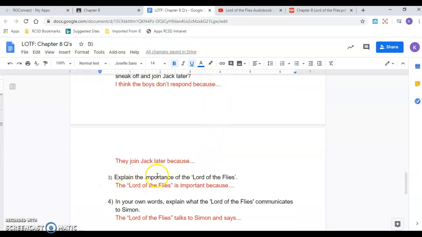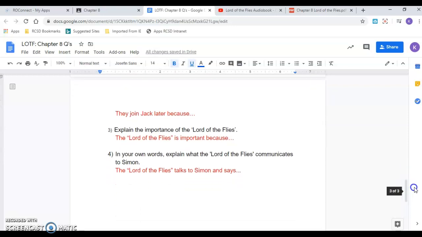3. Explain the importance of the Lord of the Flies. The Lord of the Flies is the pig that Jack kills. They take the head of it and put it on a spear and put the spear on the ground, so they have this weird dead pig head on a stick statue thing, and all these flies are buzzing around it. It's called the Lord of the Flies. Why is it important? What does it represent? Are the boys civilized still? What does this pig head on a stick represent?